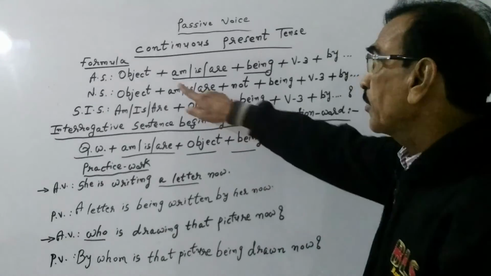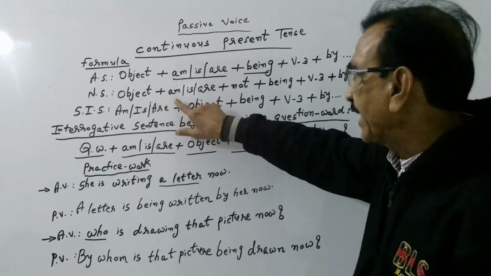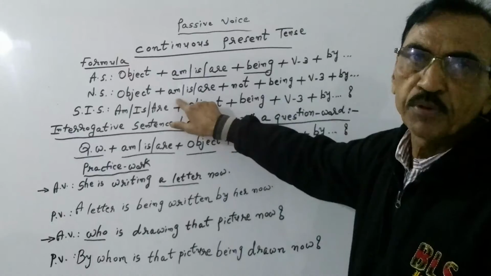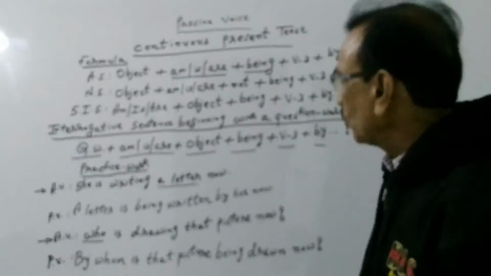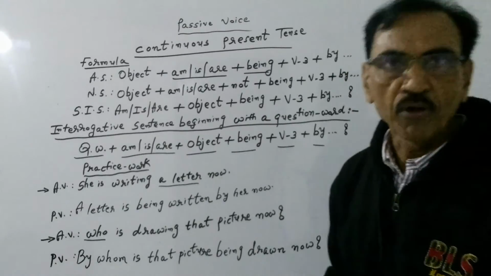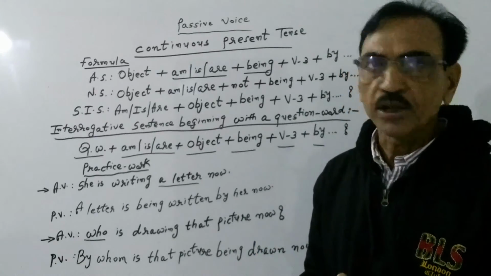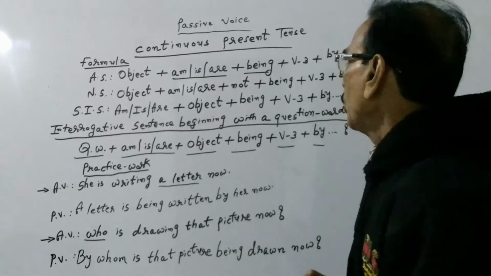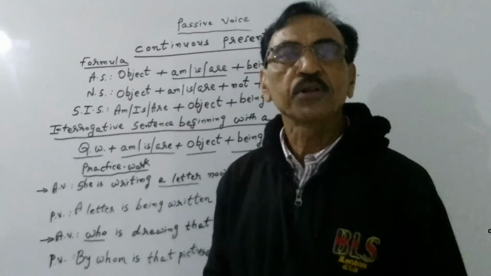If the sentence is affirmative, the passive voice will be affirmative. If it is negative, the passive voice will be in negative form. If it is interrogative, the passive voice will be in interrogative form. So this is very simple. Simply you have to follow the rules that I have taught you in our earlier sessions. In our next session, we shall be learning present perfect tense.